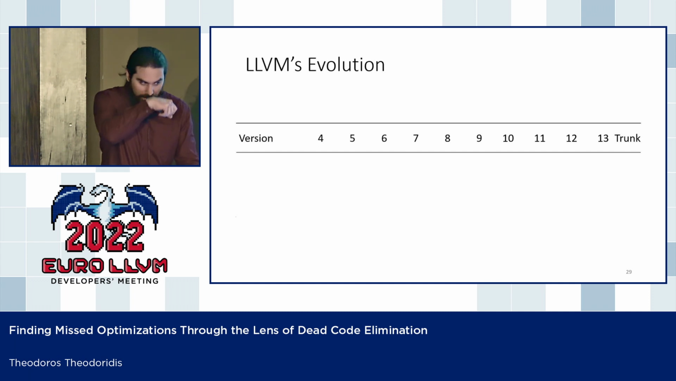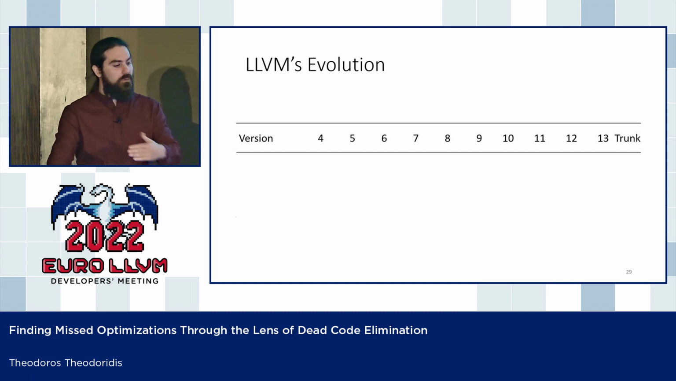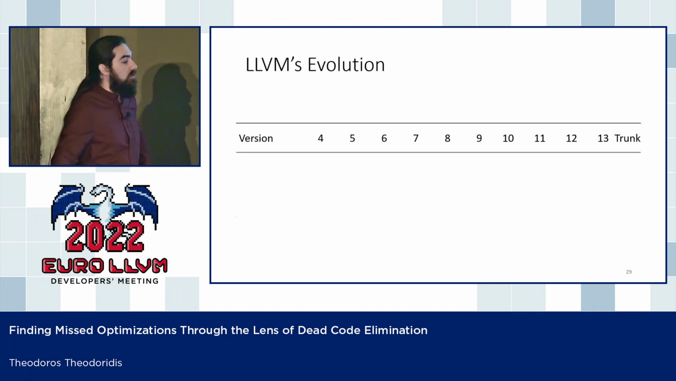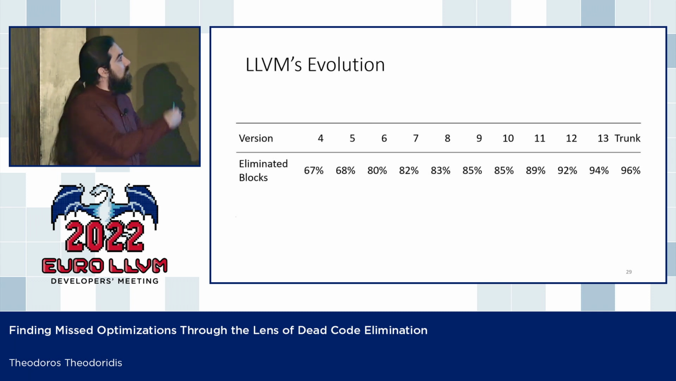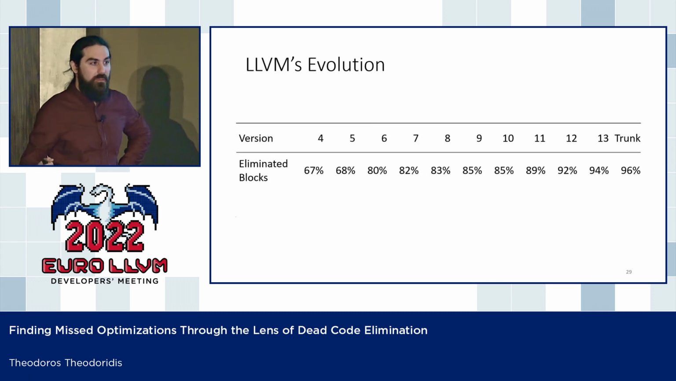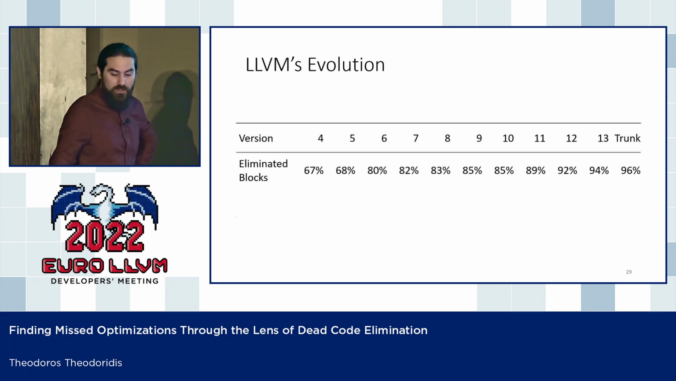So here we checked LLVM 4 through trunk, and in this case, trunk is a bit older than the branch point of LLVM 14, so a few weeks older. And we checked what percentage of dead blocks are being eliminated at each version. And as we see, the numbers are getting better and better, so the compilers are getting better and better, so I guess that's good news.